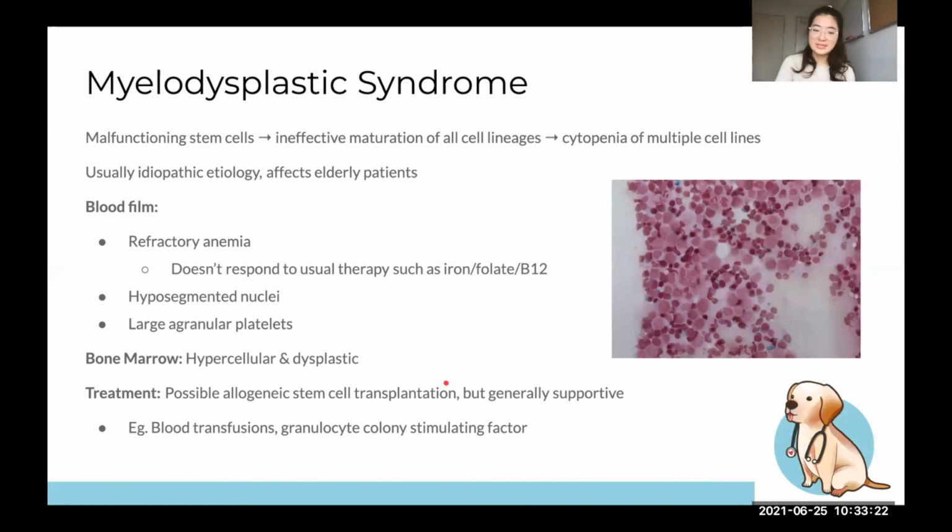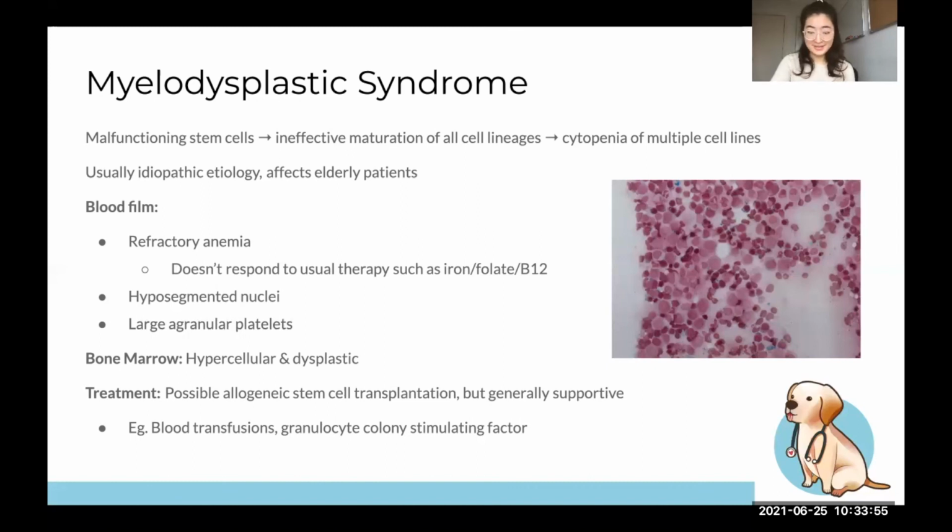And the way you treat it, the only way to really cure the issue is by doing a stem cell transplant because the problem is so early on. And if you are unable to do that, you just have to give them supportive therapy. So if they're anemic, maybe do a blood transfusion. If they're having a lot of infections or, for example, they're bleeding a lot, then you would transfuse them with platelets. So unfortunately, that's the only way that you really deal with it. But yeah, that's pretty much it.